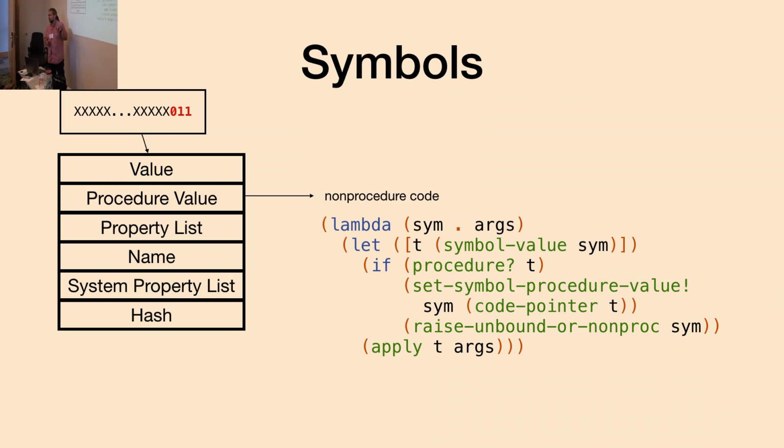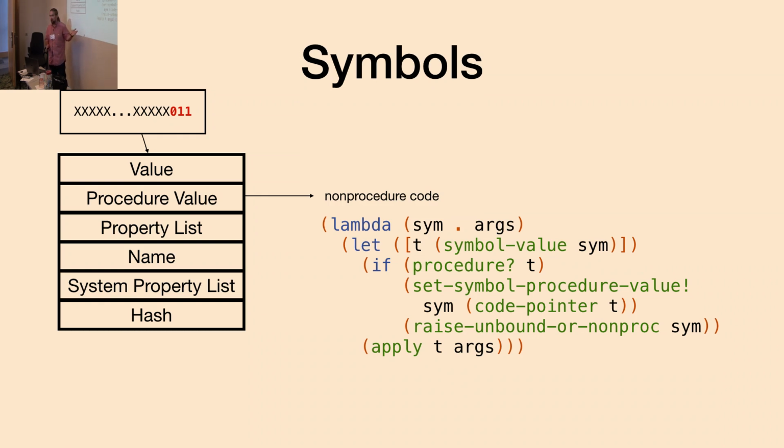But this is sort of the moral equivalent. So basically what the non-procedure code does is it takes a symbol and the arguments that were passed to the function. It looks at the symbol value to figure out if that symbol value is a procedure. If it is a procedure, it overwrites the field so that the next time we come back here, not only is it not pointing to this function, it's actually pointing directly to the code pointer of the thing that it's going to run, so that when we get ready to run this thing, it's merely an offset into the symbol, and then we're off and running.